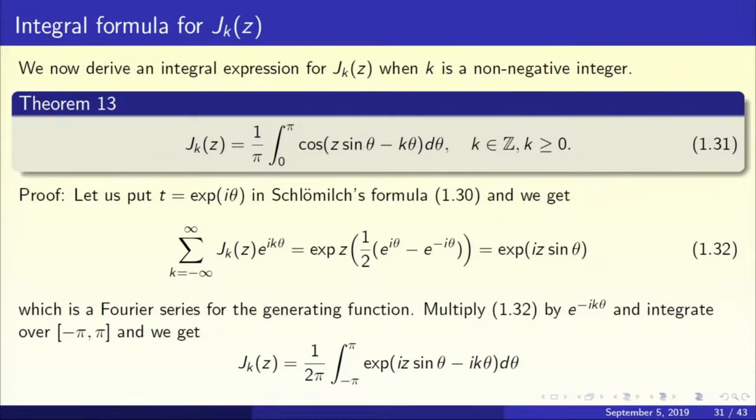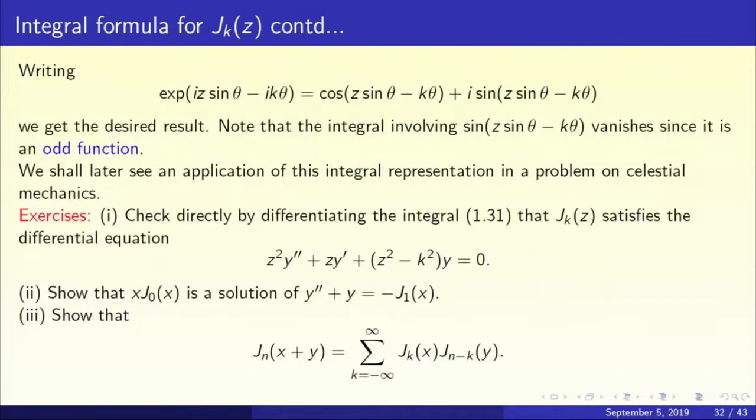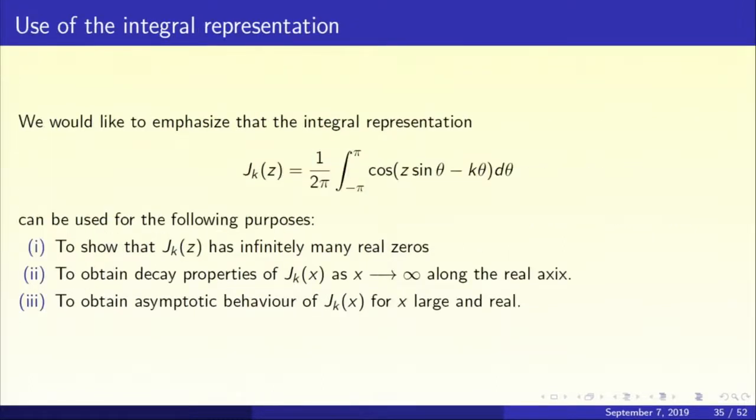In fact, this is the form in which Bessel originally introduced the functions that bear his name. This formula is going to be extremely important because we are going to use this in connection with the problem on celestial mechanics that was promised earlier. So we have obtained an integral representation for Jk(z).